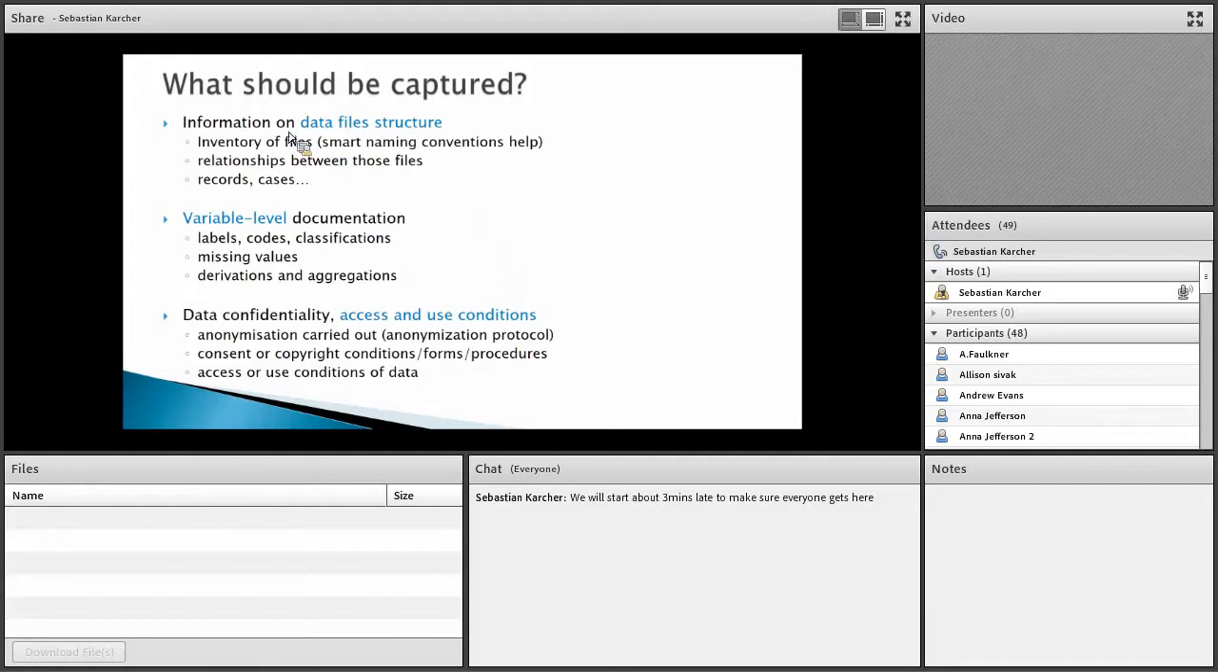You want to record them in an anonymization protocol. That becomes an additional documentation file. You want to record the consent script or forms that may have been used with the participant. You want to think about the eventual access conditions of data that you may want to apply, again, if you are sharing the data in the end. So those are the various levels on which documentation should be recorded.